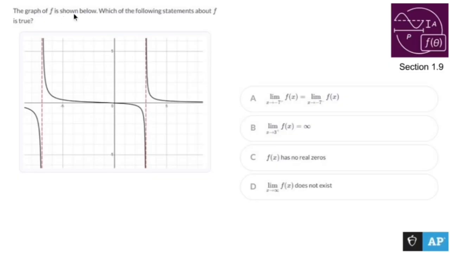The graph of f is shown below. Which of the following statements about f is true? All right. So it talks a little bit about limits, it talks a little bit about zeros, and it talks a little bit about limits. So first things first, let me zoom up a little bit because this picture is not that great.